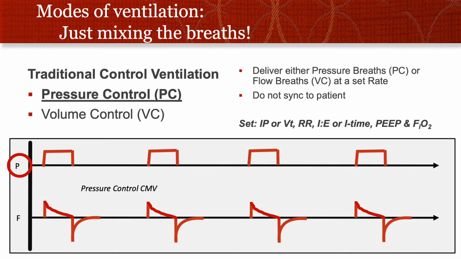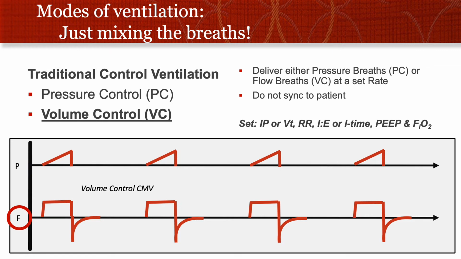And here you set the inspiratory pressure or tidal volume, a respiratory rate, and then based on the brand, you set either the inspiratory to expiratory ratio or the I time. And finally, you do that over a PEEP and FiO2. This picture shows you pressure control. I've circled the P because that's set by the ventilator and it looks like a square, and you get that nice decelerating waveform, and the breath is given at a set rate. I apologize, it's not perfectly accurate. Me using PowerPoint for decelerating lines is not the easiest thing in the world.